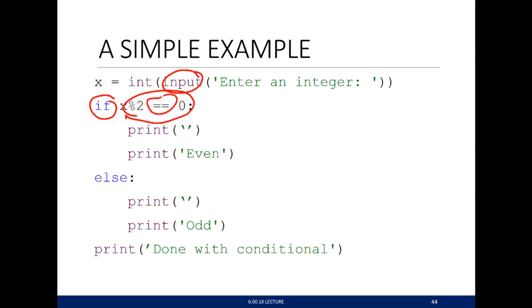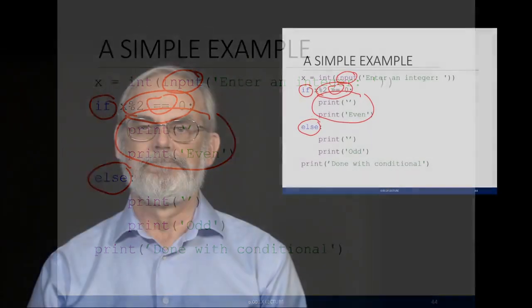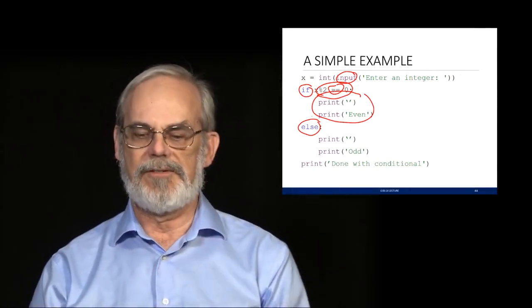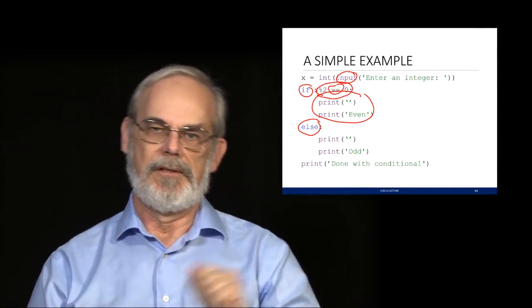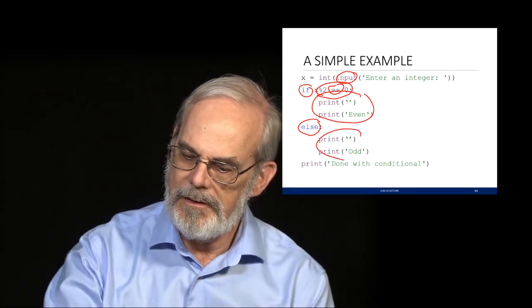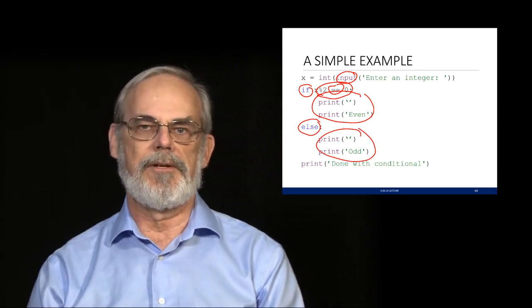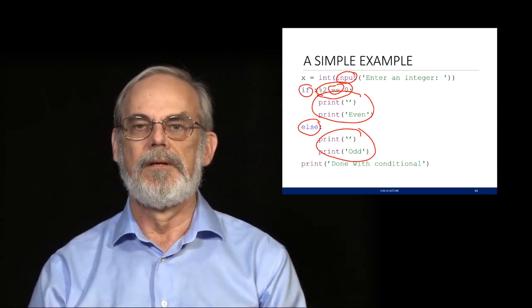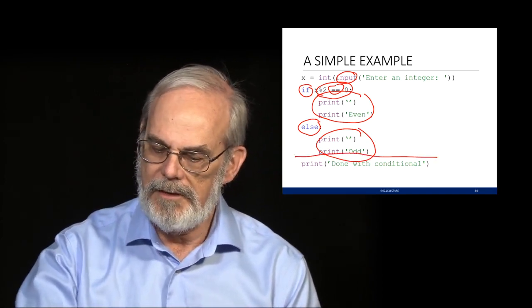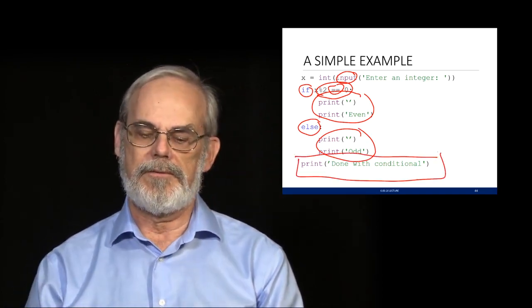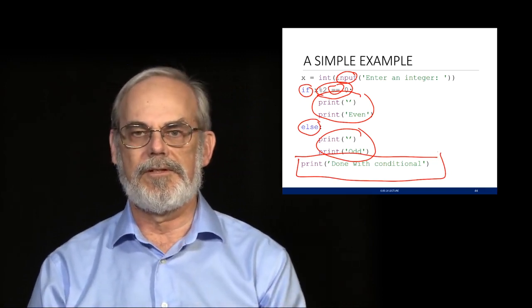Notice the double equal sign there. If it's equal to 0, if that is true, then I want to execute this set of code. It's going to print out a blank line and then print out the word even. If it's not true, I need to tell it what to do, and I use the special symbol else for that. These are often called if-else expressions. If this is true, do this. Otherwise, do that. And here, again, I've got a block of code. In this case, it's going to print out a blank line and then the word odd. In either case, when I'm done with all of that, I'm going to go down to the rest of the code, which is just going to print out a simple thing that says I'm done with this conditional.